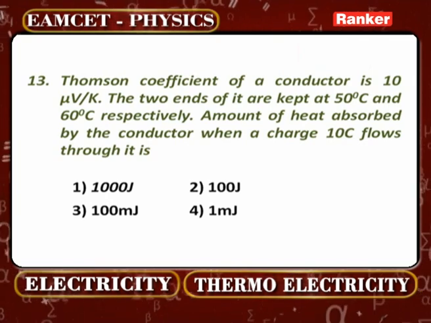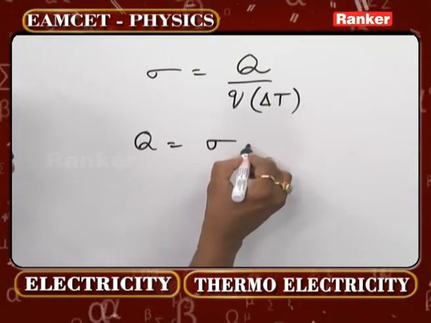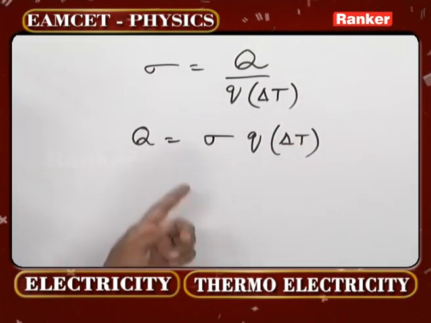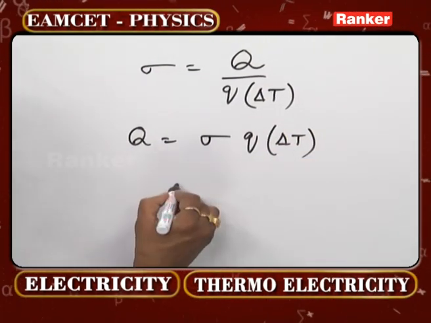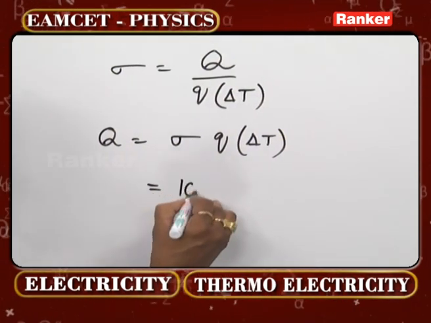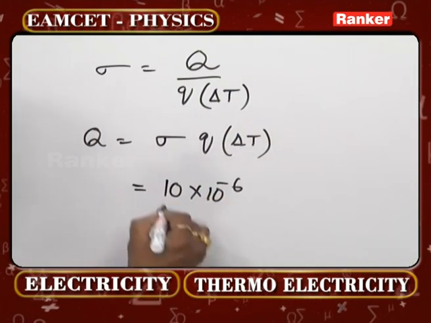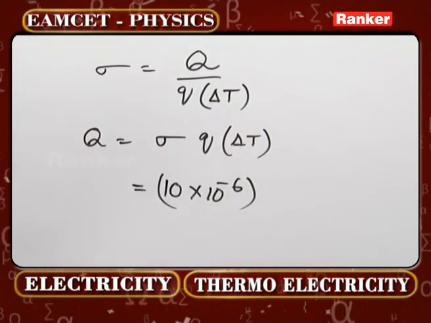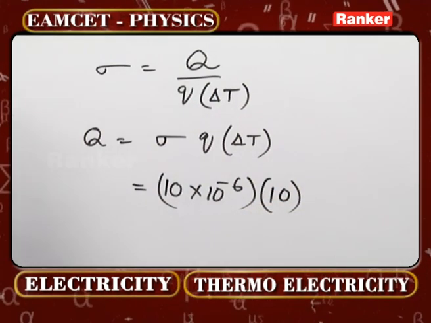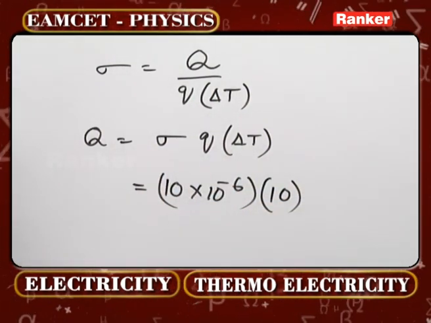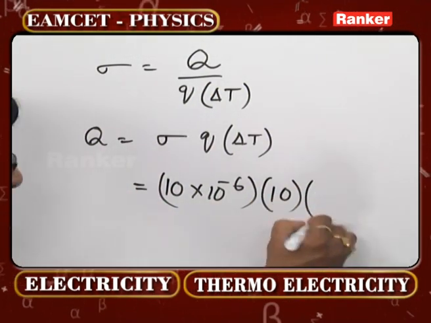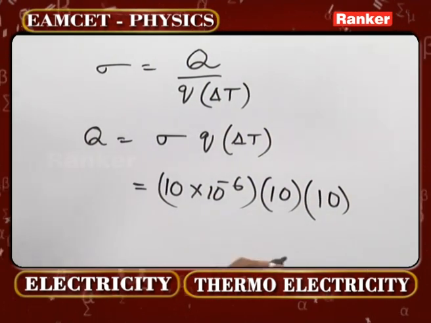But what is his question? What is capital Q, the question? Sigma into Q into delta T, I can write. What is the sigma value mentioned there? 10 microvolt per Kelvin. That is Thomson coefficient. 10 micro, that is 10 power minus 6. What is the charge that has been given? 10 coulomb charge is flowing across. What is the temperature difference? 50 degrees centigrade and 60 degrees centigrade. So what is the gap between them? 50 to 60, 10 degrees.